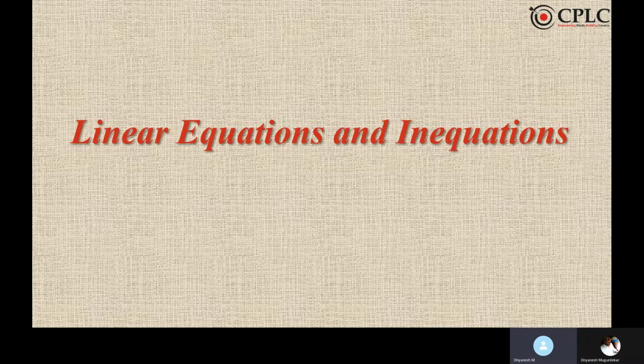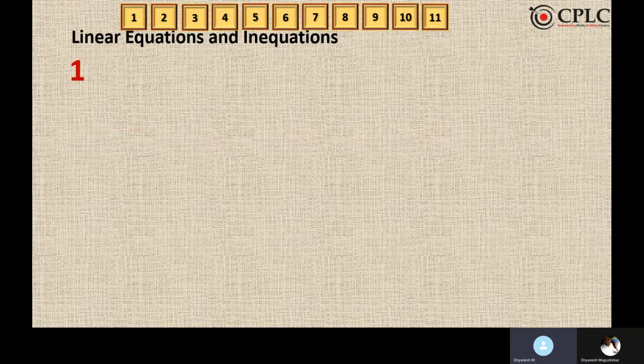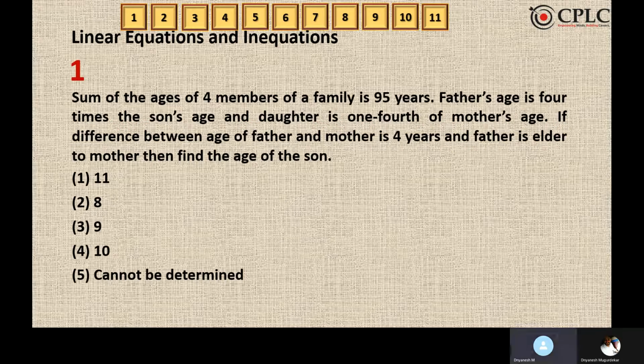The first question that we have from this idea: the sum of the ages of the four members of the family is 95 years. Father's age is four times the son's age, and daughter is one fourth of mother's age. If the difference between the age of the father and mother is 4 years, father is elder to mother, then find the age of the son.